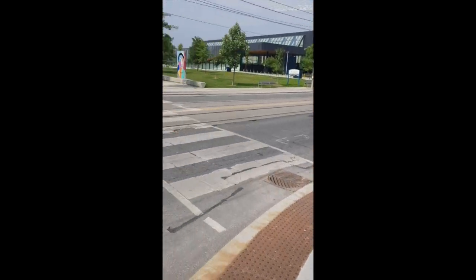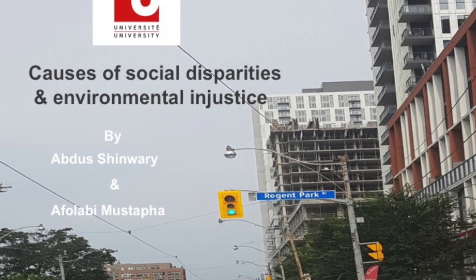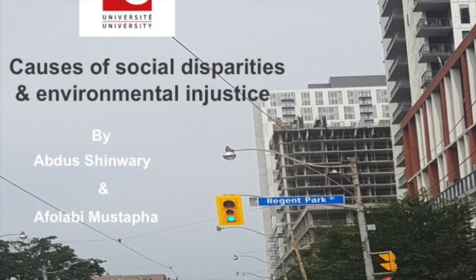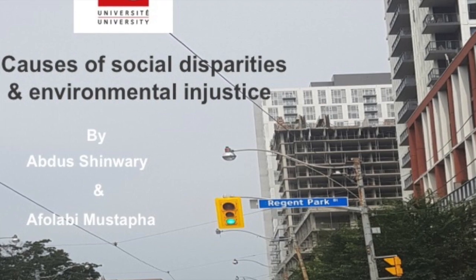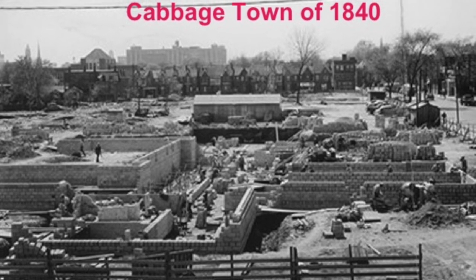It's about 6 acres of land. About 2,000 families are living here. You can see the Regent Park from a social, environmental, and economical perspective. This old Cabbage Town has been renamed Regent Park after the reconstruction that happened in the 1950s.